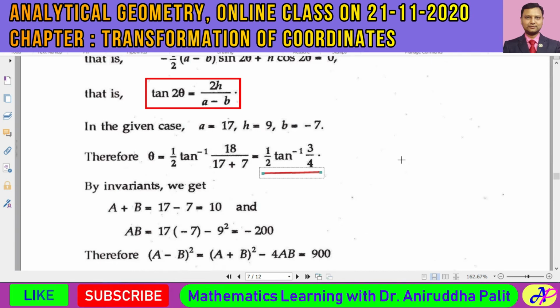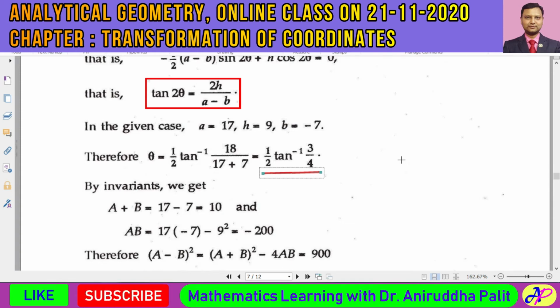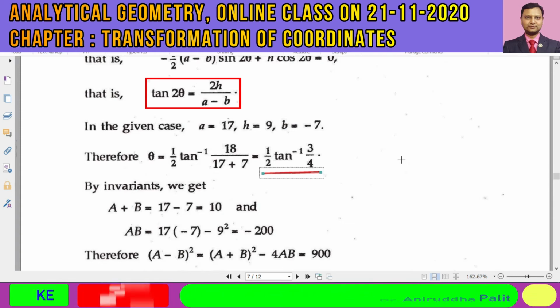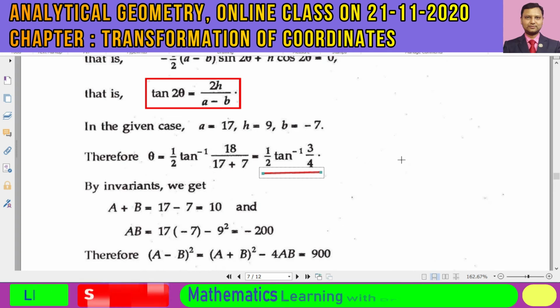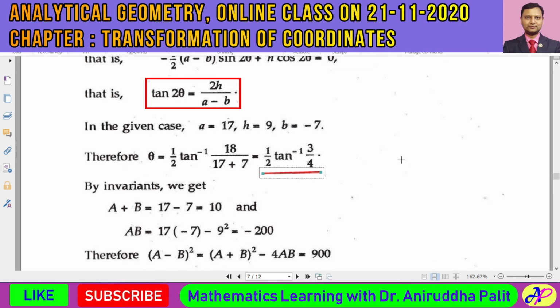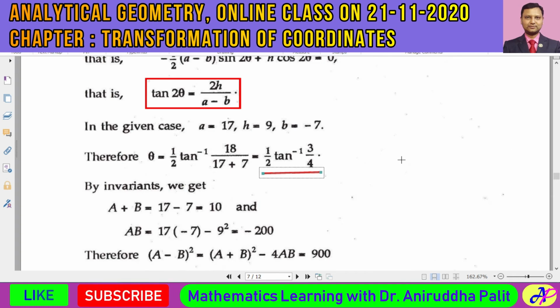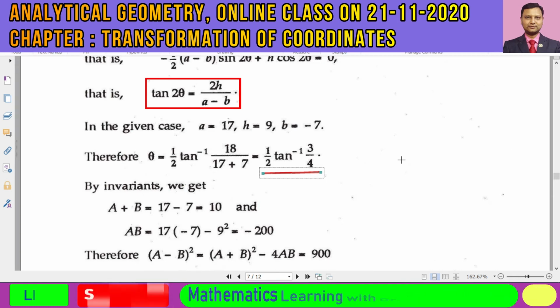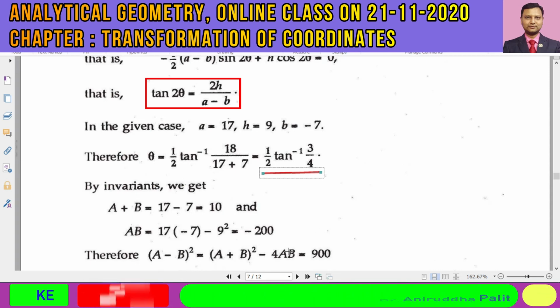Do you have any standard formula? Please try to answer my question. Can you find the value of theta by any standard formula? Hello? Hello? Are you following?